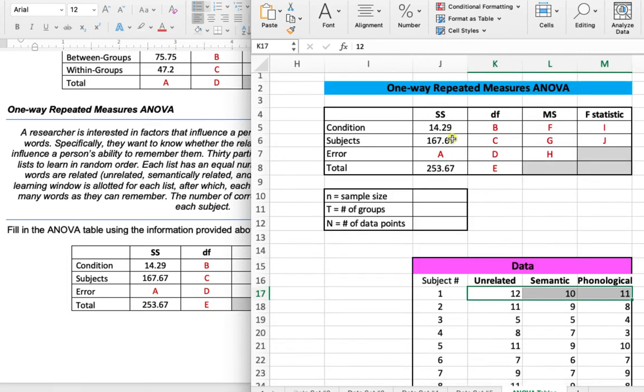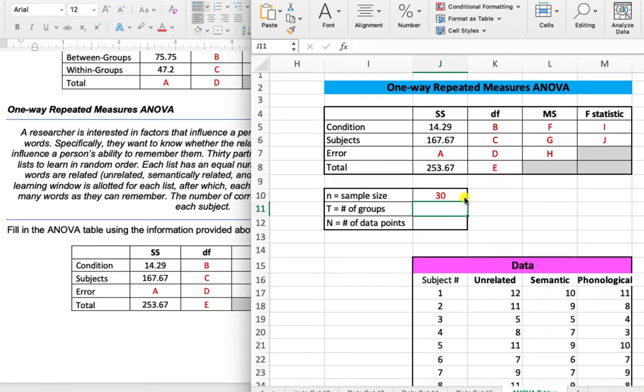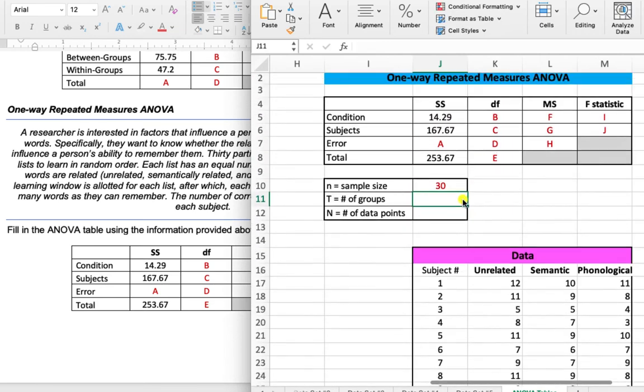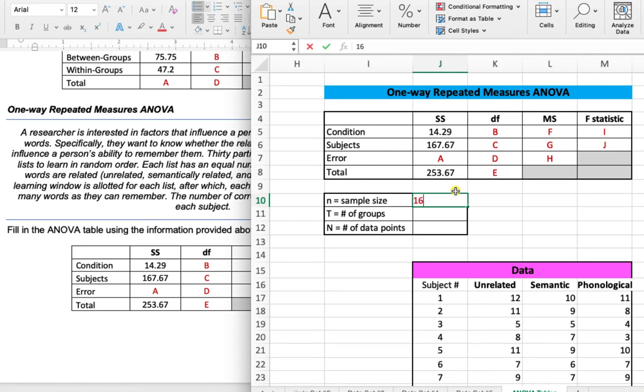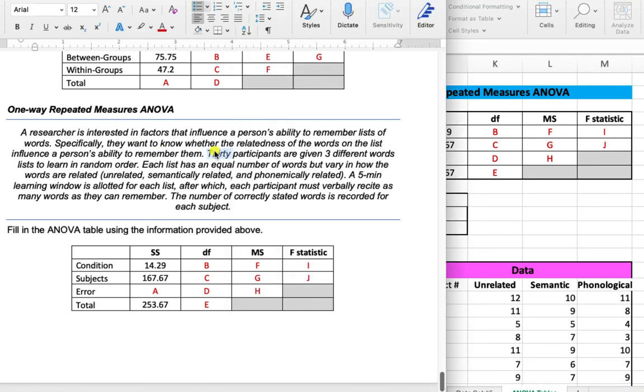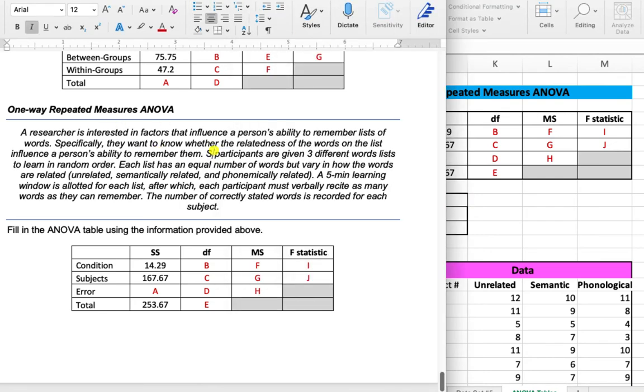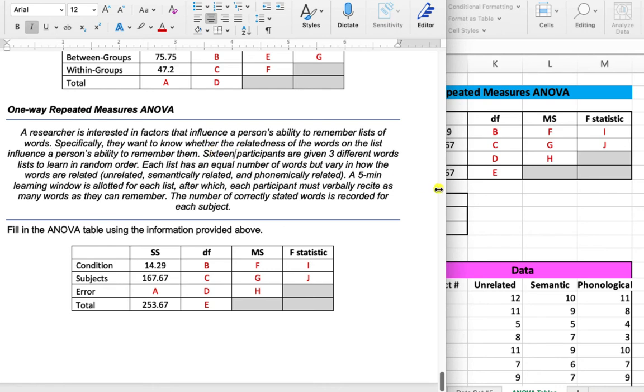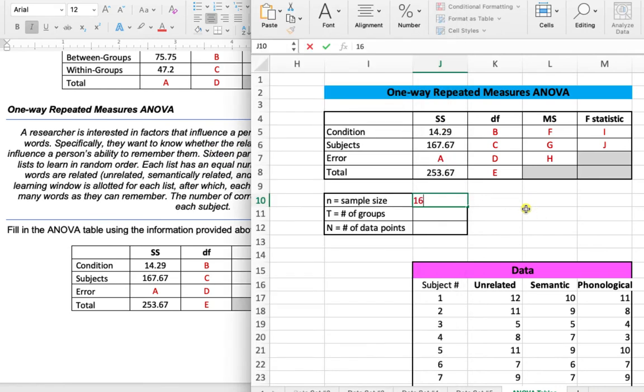Okay. The first thing we can calculate or note in our table is the sample size. So we had 30 participants. Oh, just kidding. I was supposed to change that. This should be 16. Oops. It used to be 30 in the original data set, and then I ended up changing it.